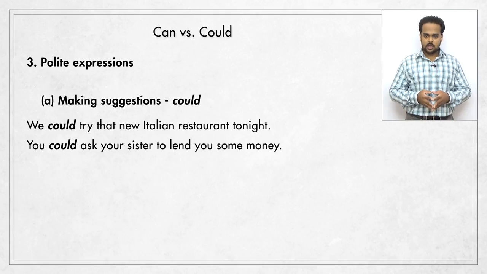In the first sentence, I'm making a suggestion about where we can have dinner. In the second, I'm suggesting that if you need money, why don't you ask your sister? Using could just makes it very polite.